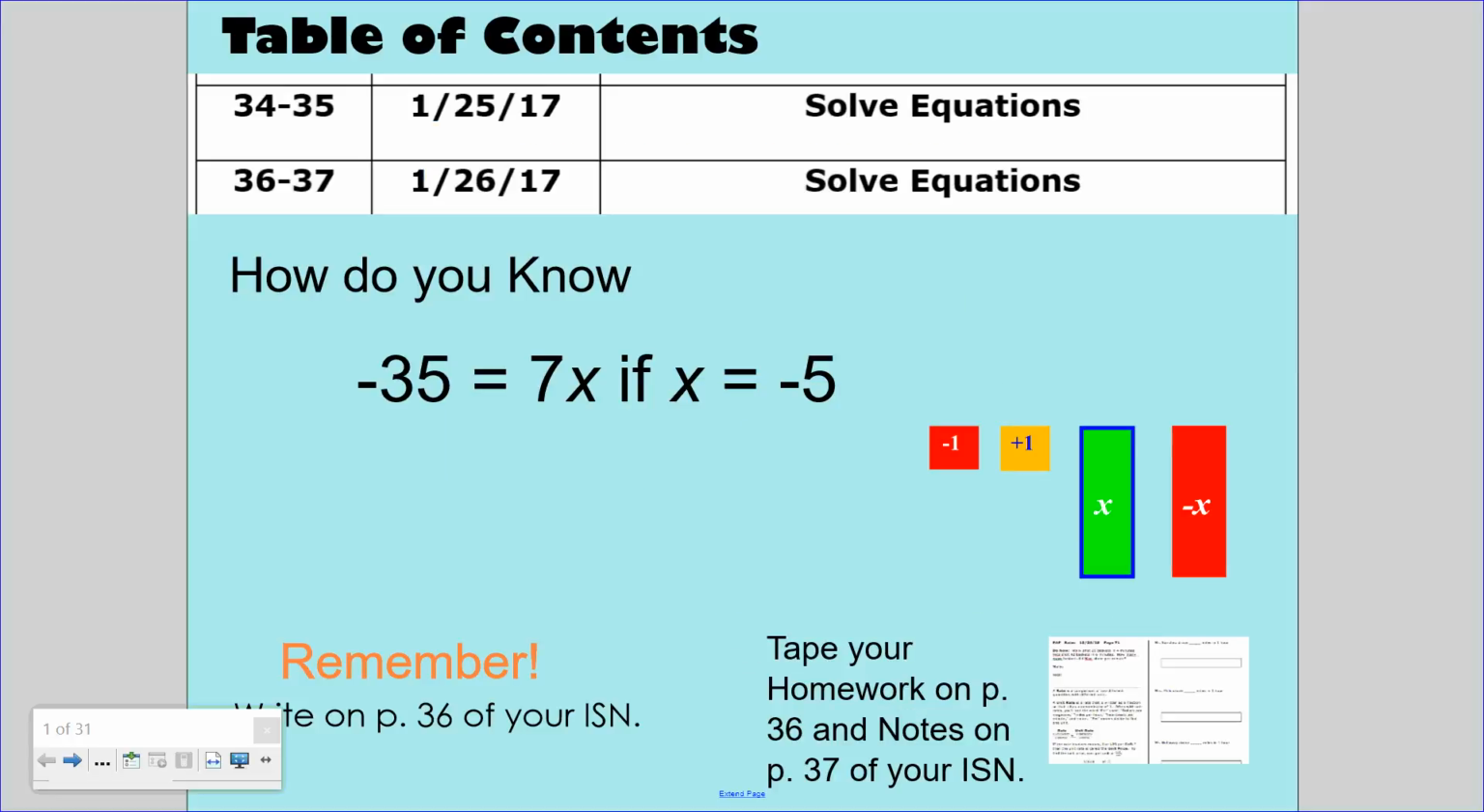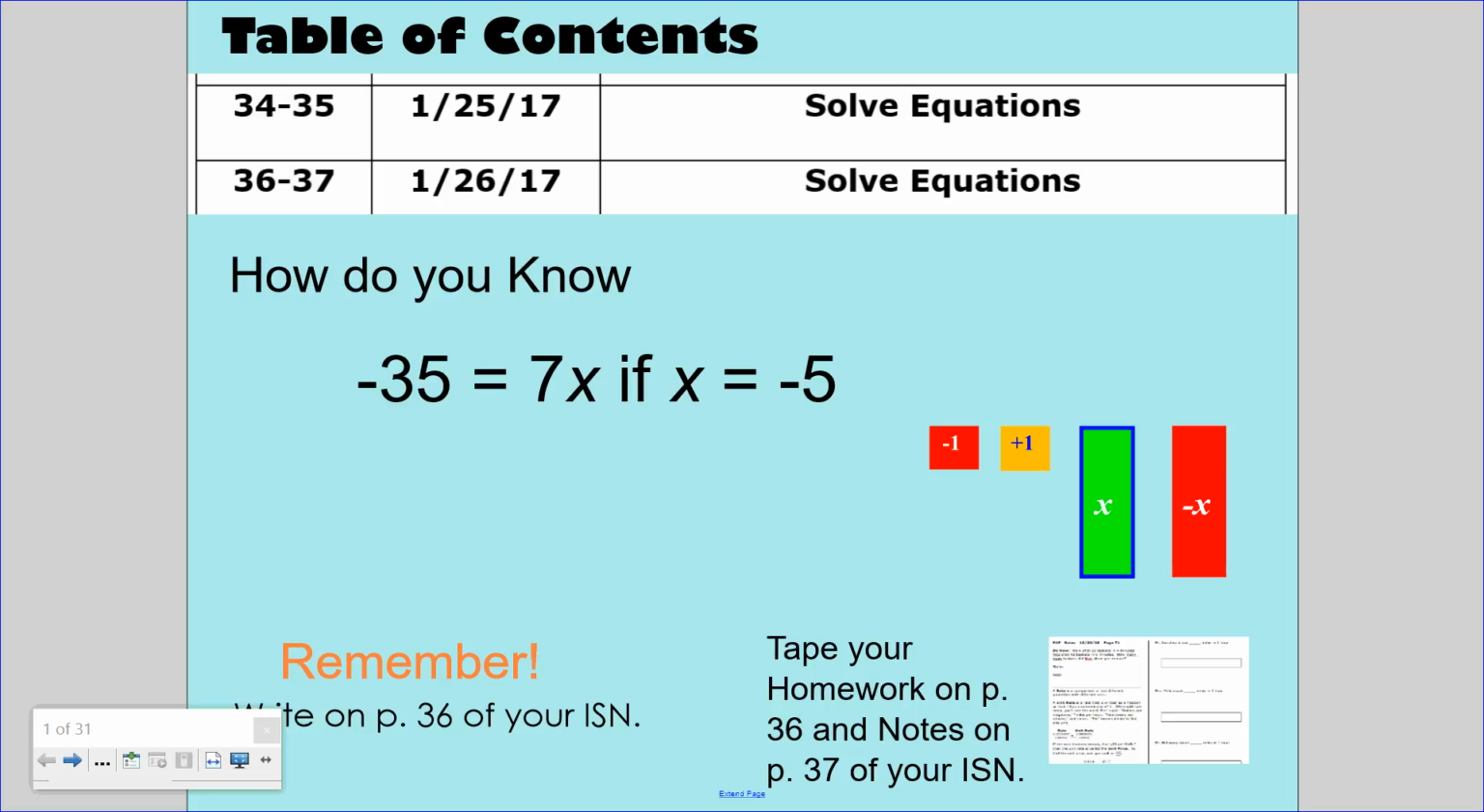This video is how to solve one-step equations using multiplication and division. This is part 2. So how do you know that negative 35 is equal to 7x if x equals negative 5?